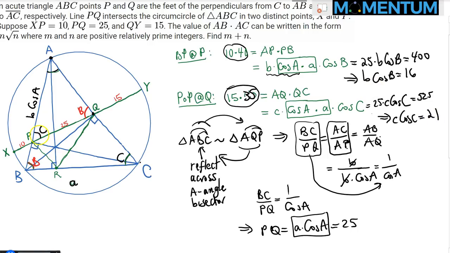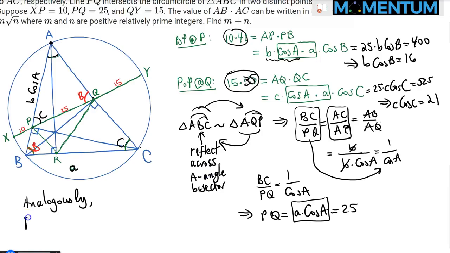But by the same reasoning and dilations, PQ is just A cosine A, and PR is analogously, so let's write that down, analogously, PR is just equal to AC, which is just B, B times cosine of angle B, and that's apparently equal to 16. And similarly, QR is equal to C times cosine of angle C, and that one is equal to 21. And there you go. So we were able to derive the lengths using a totally different idea, namely dilation.